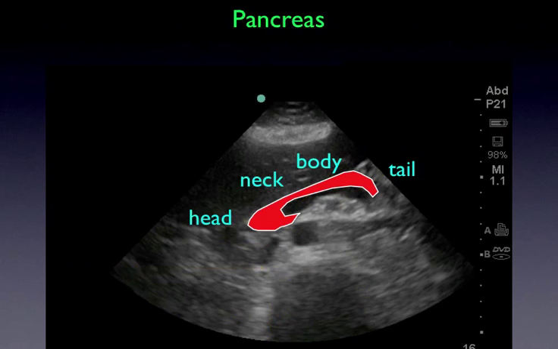Let's look at another image. The head, neck, body, and tail. The head is above the IVC. The neck typically above the aorta. The body tends to course above the splenic vein, and the tail is frequently difficult to see as it fades in towards the spleen. Right on top of the body is the stomach, and right next to the head to the right is the duodenum. But the landmark of the splenic vein coursing across the SMA is the money shot for finding the pancreas.